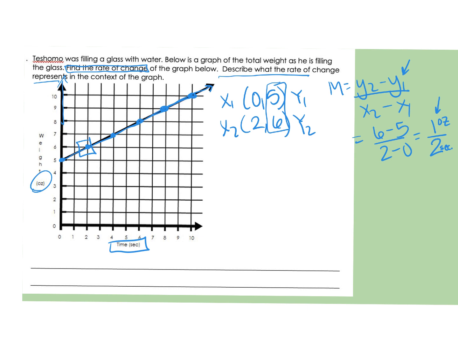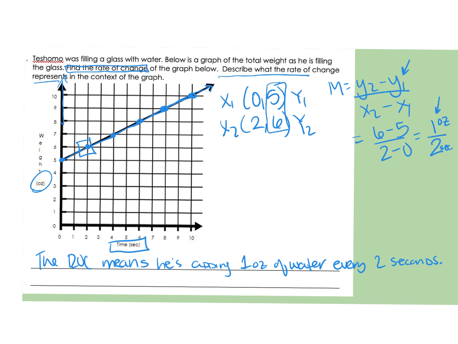We're going to write that. So describe what the rate of change represents. The ROC means he's adding 1 ounce, 1 ounce of what? Of water every 2 seconds.